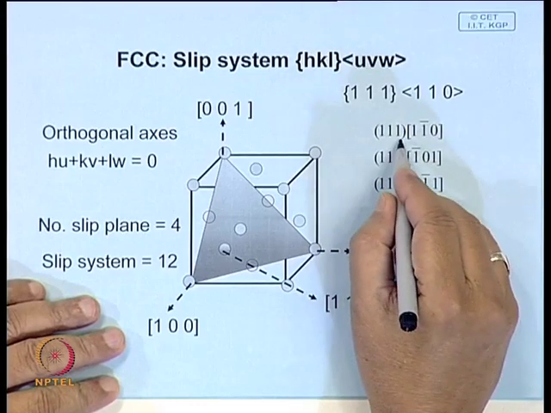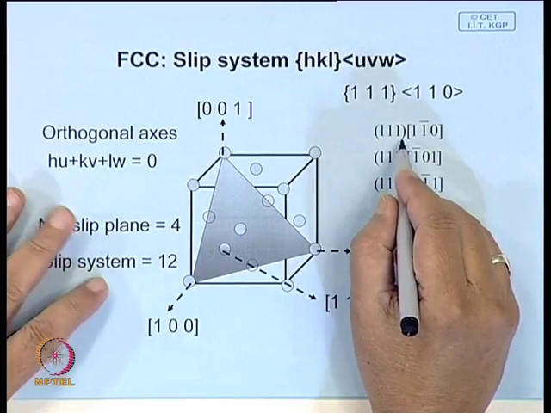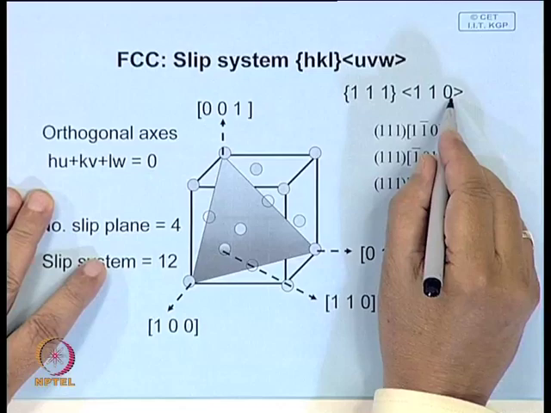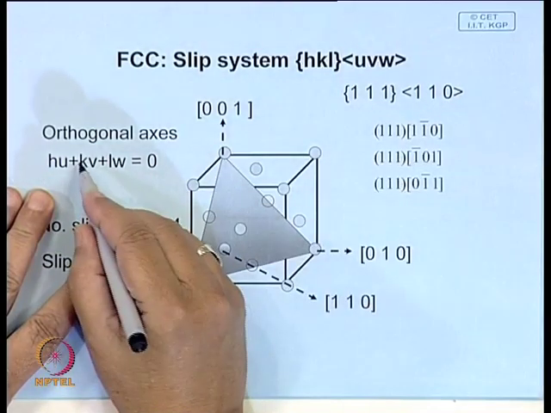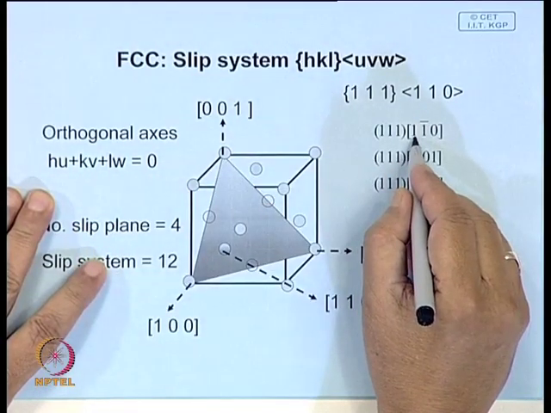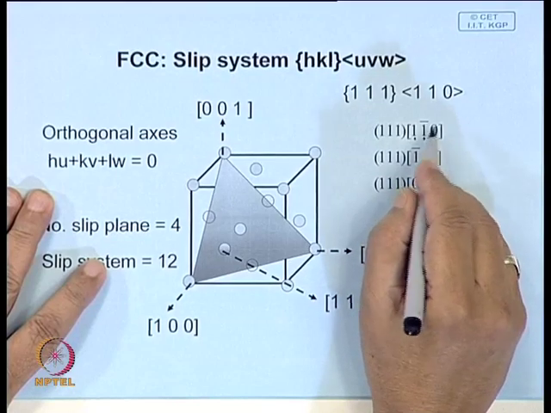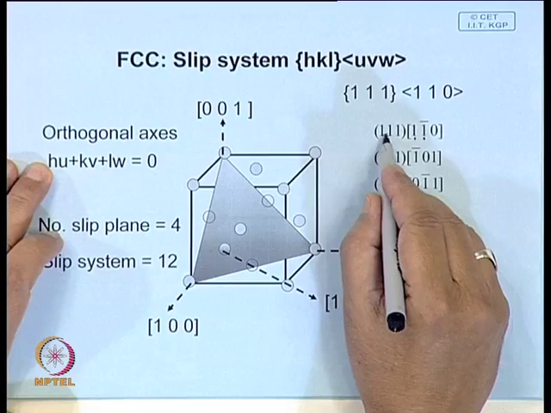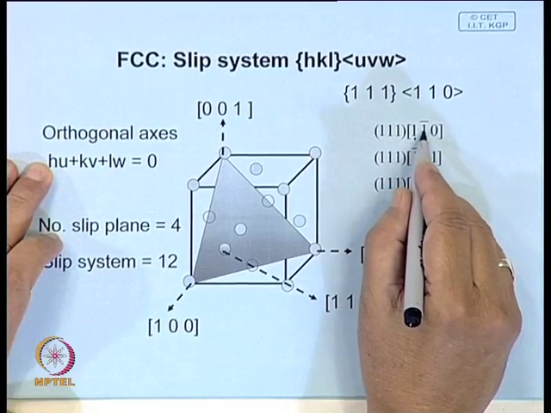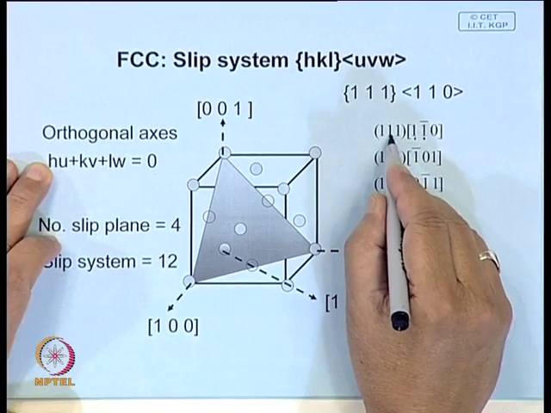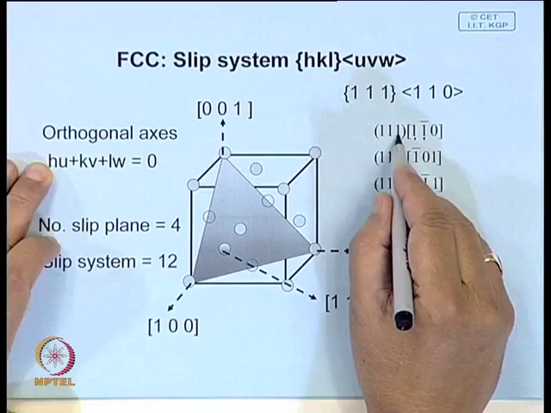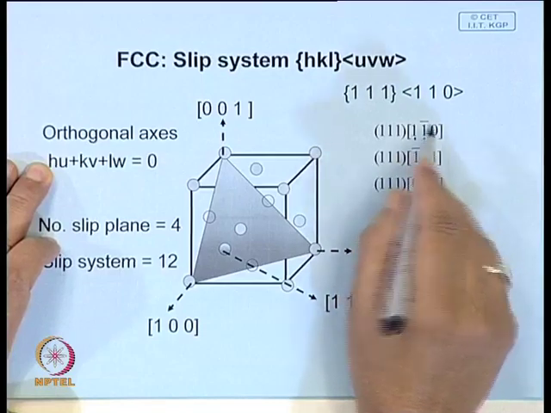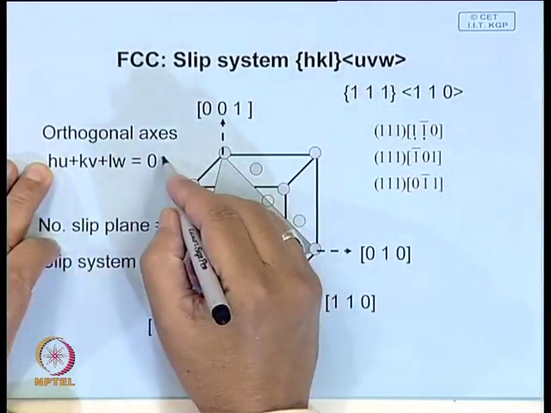If you try and look at this here, 1 1 1 is a plane. Now, you try and find out which 1 1 0 direction will lie on this. One direction which is written over here is 1 1 bar 0. Now, you substitute here, you multiply: 1 times 1 is plus 1, this is minus 1 times plus 1 is minus 1, and this is 1 times 0 is 0. So that means this satisfies this condition.